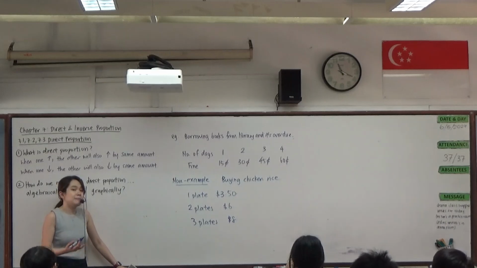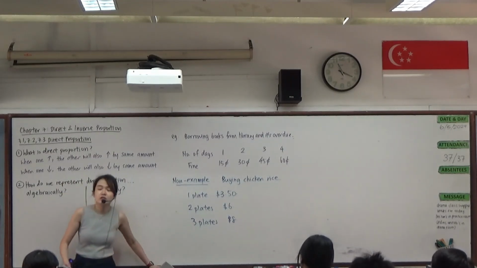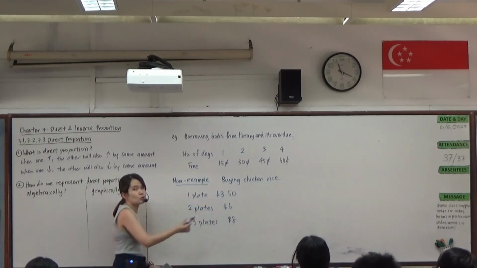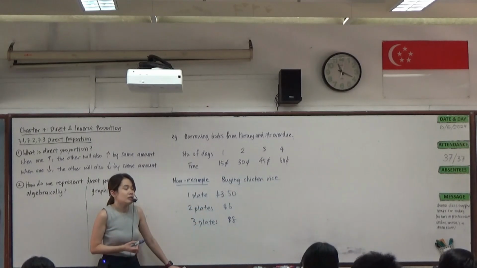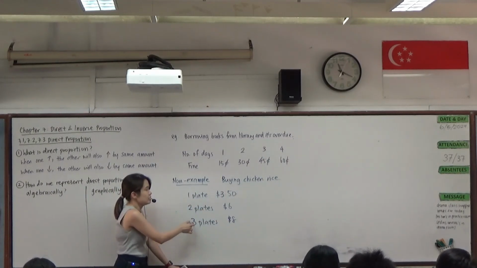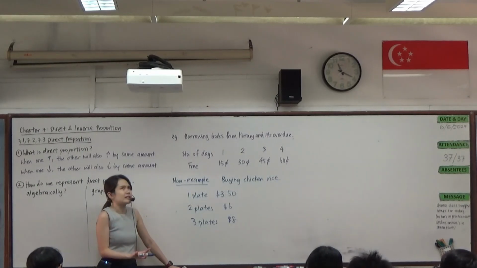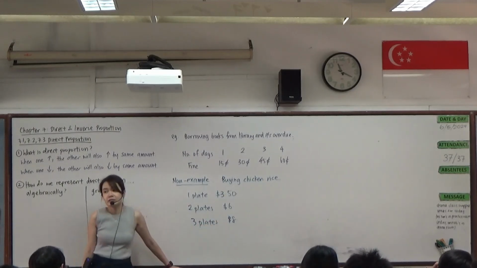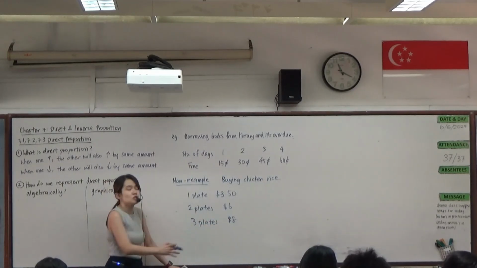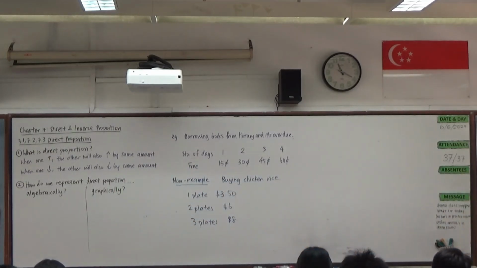I hope you are able to see that it is not a direct proportion, because when we buy 2 plates, you will expect that it is $3.50 times 2, but it isn't. It becomes $6 instead. Whereas if you want 3 plates, from $3.50, if I were to times 3, I will be expecting $10.50, right? But then it's actually $8. So this is not direct proportion at all.